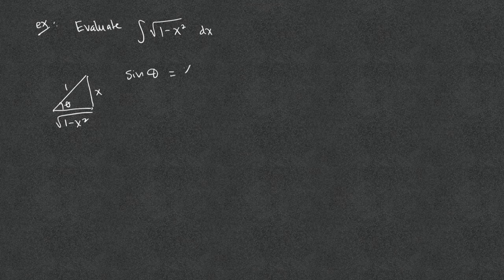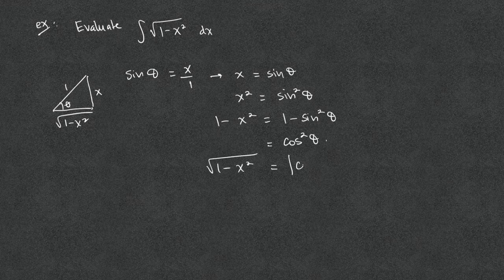For example, evaluate the integral of the square root of 1 minus x squared dx. First, we draw a right triangle where one of the sides is the square root of 1 minus x squared. So the hypotenuse is 1 and the side is x. Sine theta is x over 1, so x is sine theta. X squared is sine squared theta, and therefore 1 minus x squared is 1 minus sine squared theta, or cosine squared theta. The square root of 1 minus x squared is now the absolute value of cosine of theta.